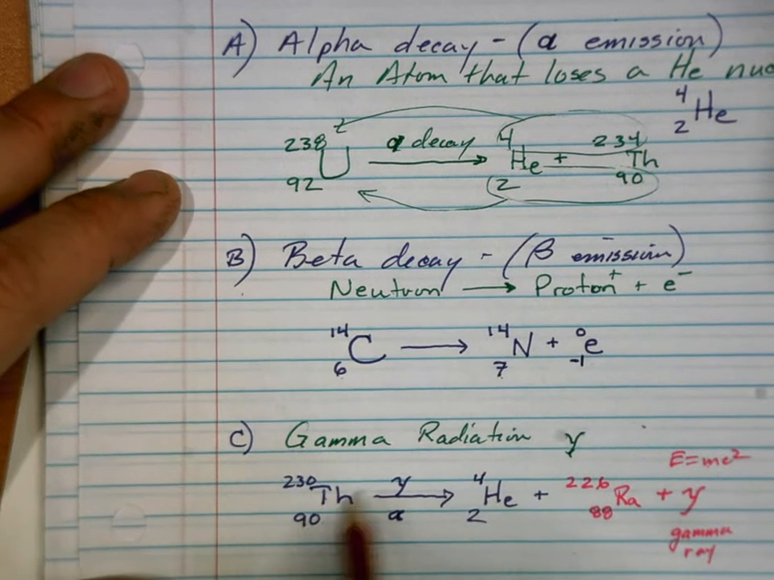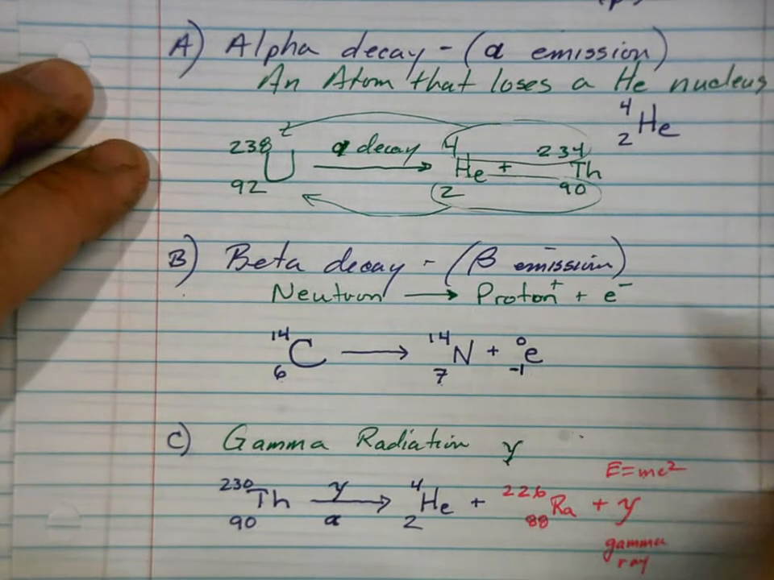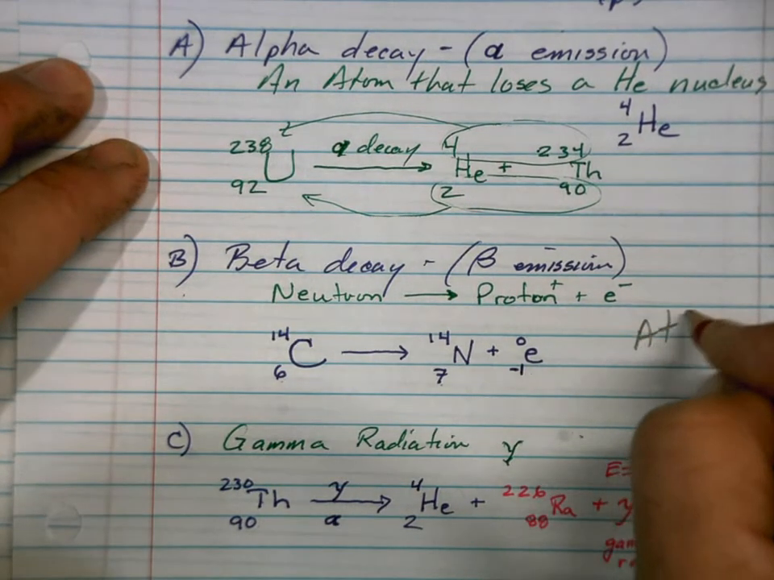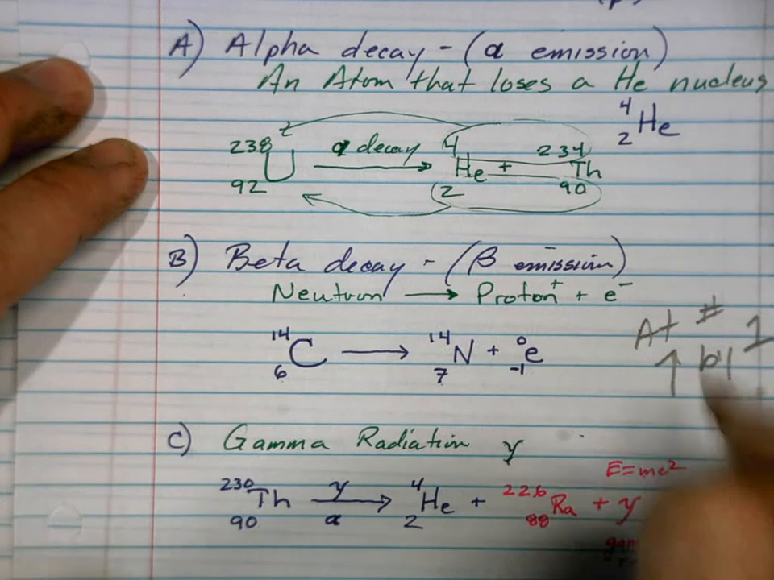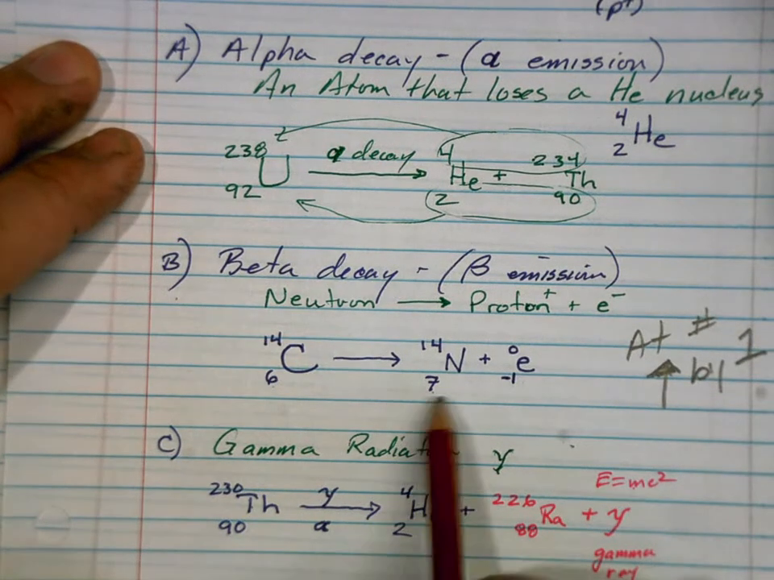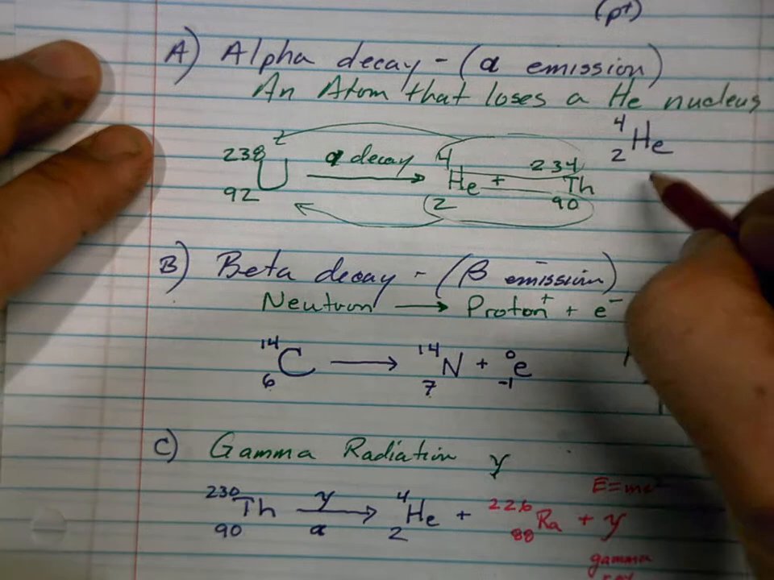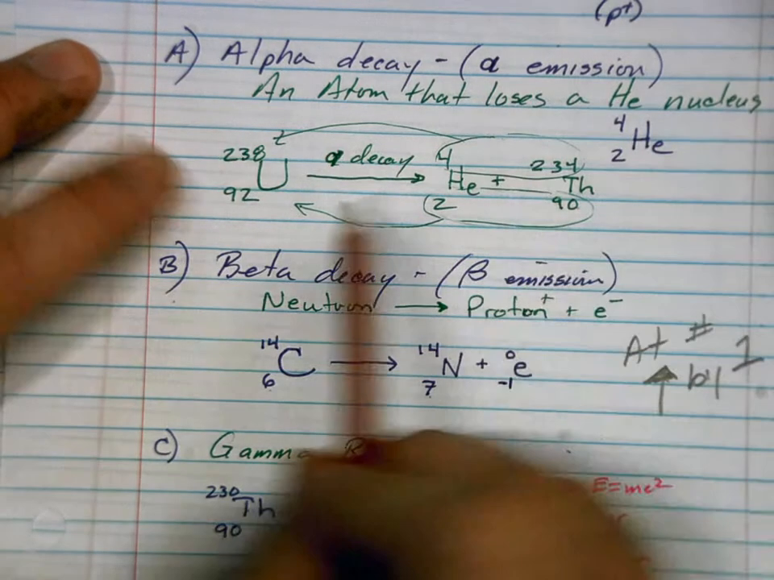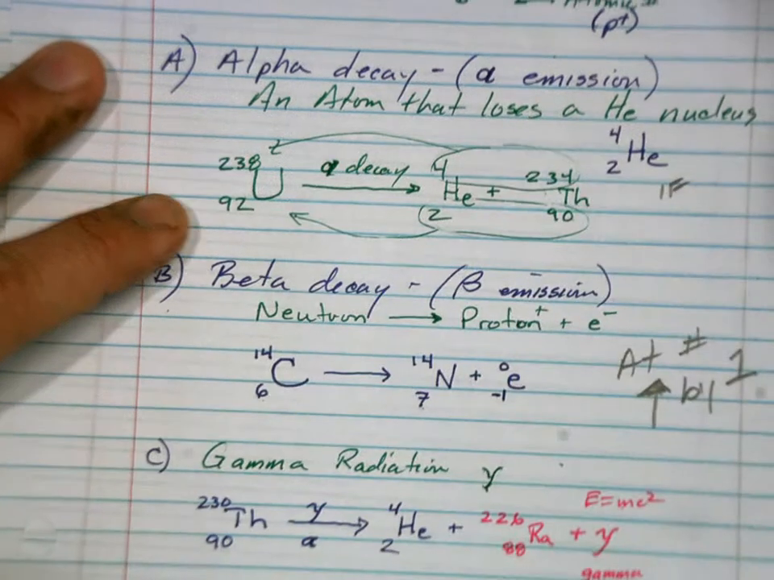In fact, you know what? On these notes right here, beta decay, you can put a note. Atomic number increases by 1. That's what you look for when we're doing the test on this. If the atomic number is increasing by 1, it's a beta decay.